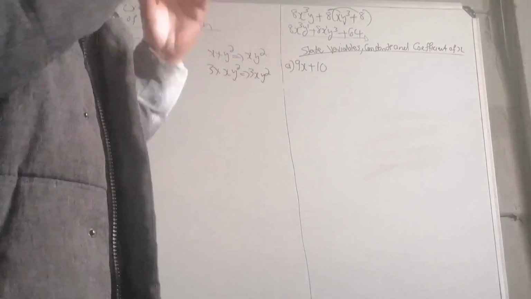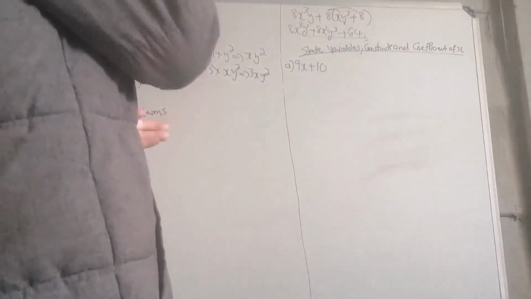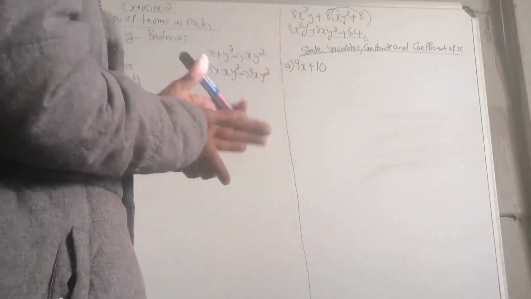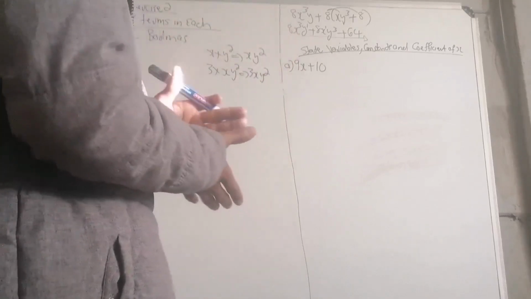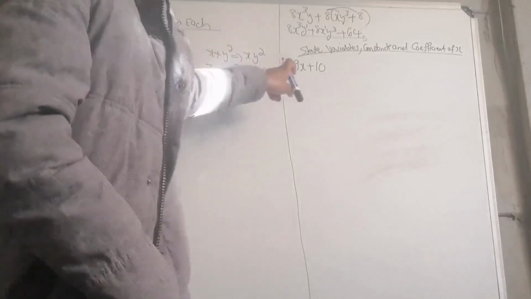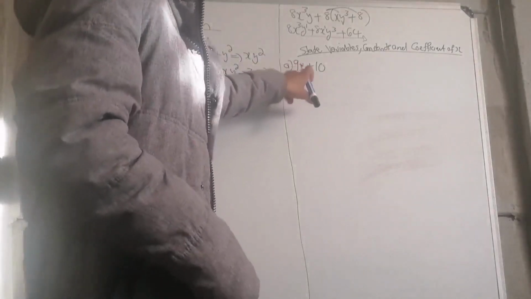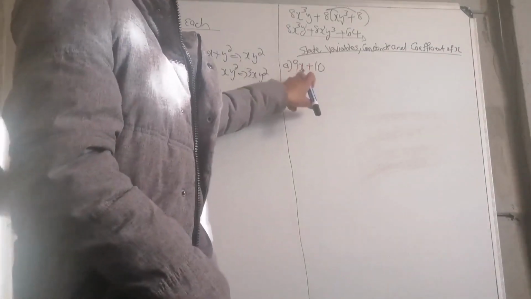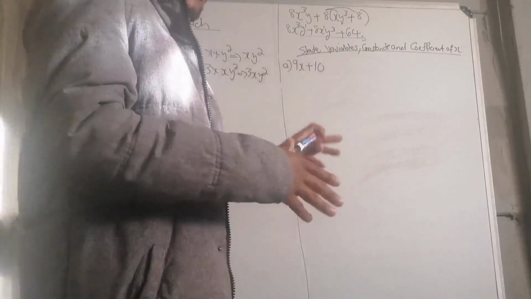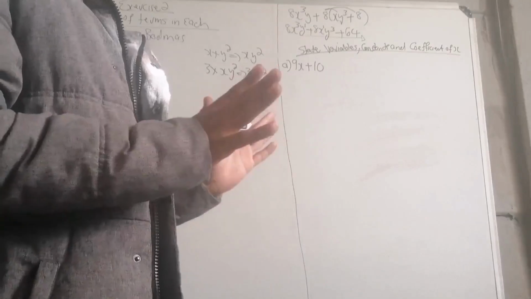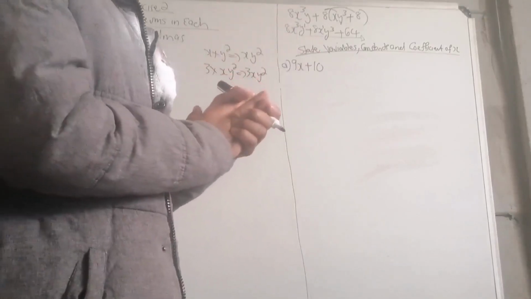We need to state a variable. Always a variable refers to the alphabet that you are having in your expression. A constant is a number that doesn't have any alphabet. There's no alphabet attached to the number. And then the coefficient of x is a number that is on the front. A number that is on the front of x, we call this number a coefficient of x. We call x a variable, and we call the number 10, which doesn't have an alphabet x, a constant. I don't know whether this is making sense.